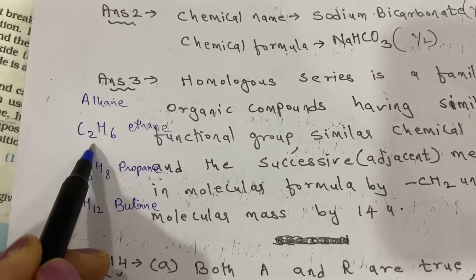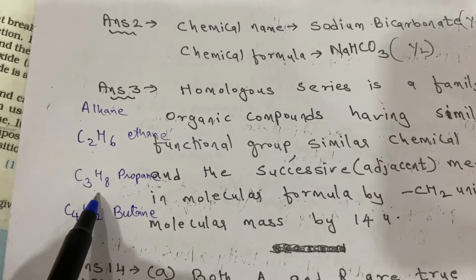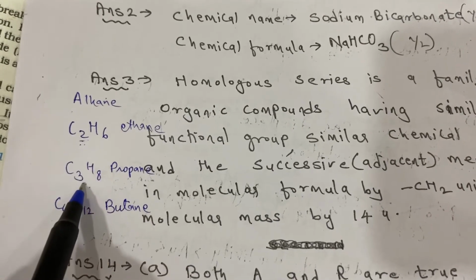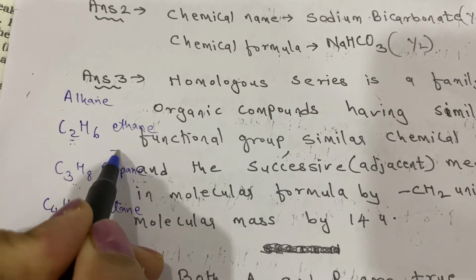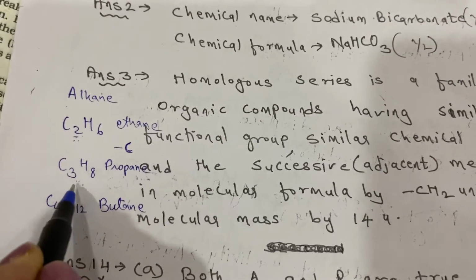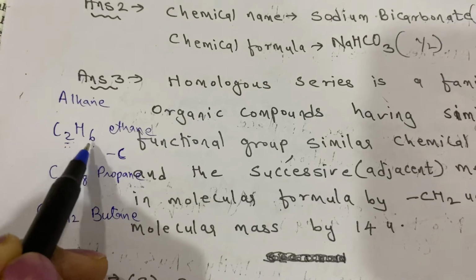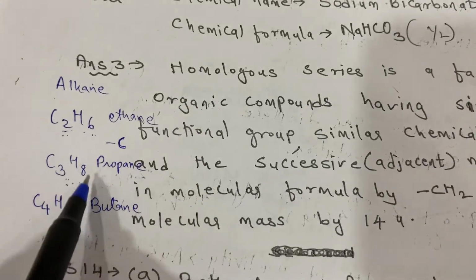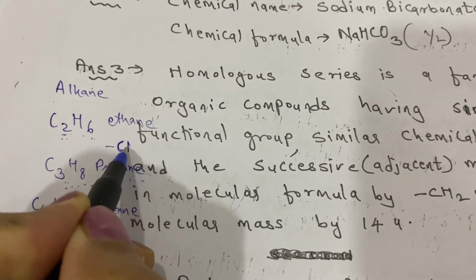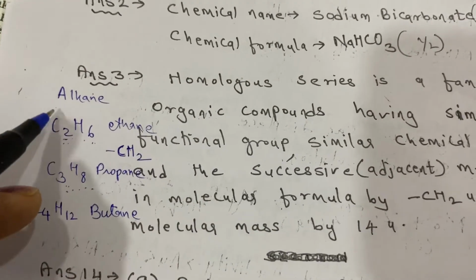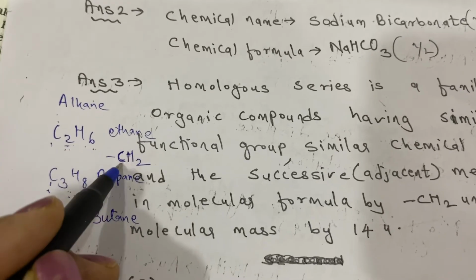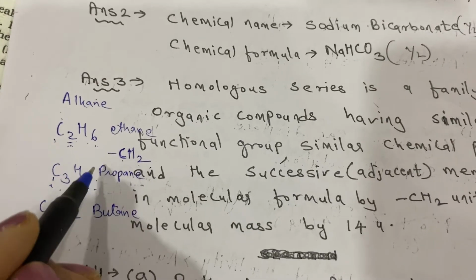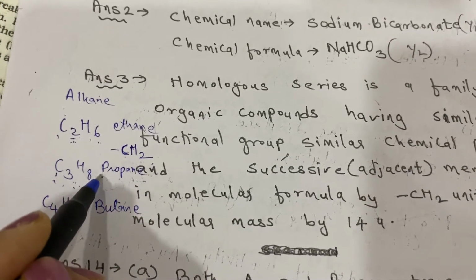So what do you observe? These are adjacent carbon compounds. So what is the difference between them? You can see here 2 carbons, here 3 carbons. So one more carbon has increased. Now look at hydrogen. Here hydrogens are 6 and here hydrogens are 8. So how many hydrogens are more? Yes, 2 hydrogens are more. So what is the difference between these two? They differ by CH2, that is 1 carbon and 2 hydrogens. This difference is there between the two adjacent carbon compounds.